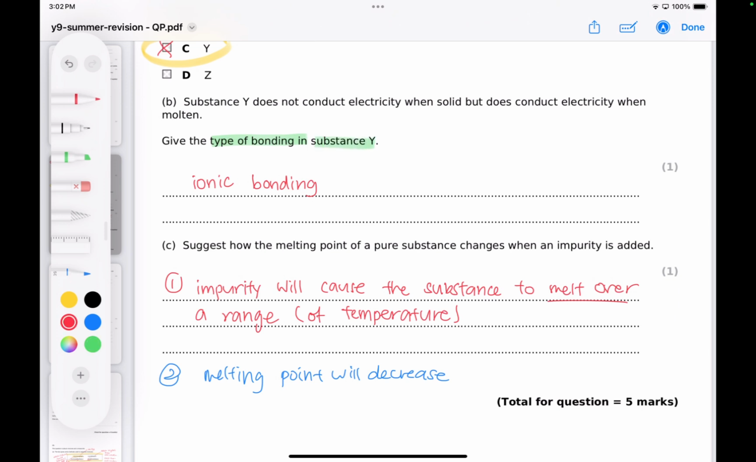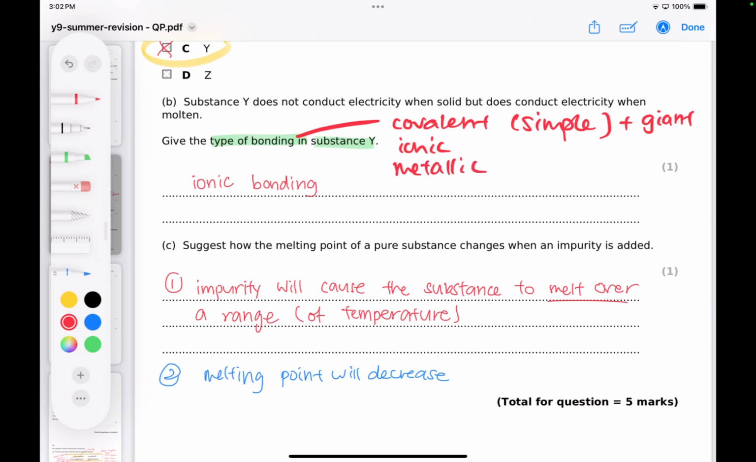If you need a recap, at year 10 you would have learned covalent, simple, ionic, simple plus giant, and also metallic. These are the 3 types of bonding that you will have learned. The context given here is why does it not conduct electricity in solid, but conducts electricity in molten state. For this case, it will only be ionic. So why is that so?